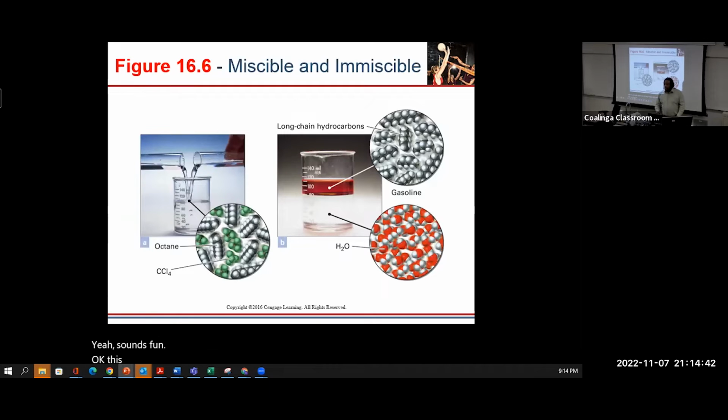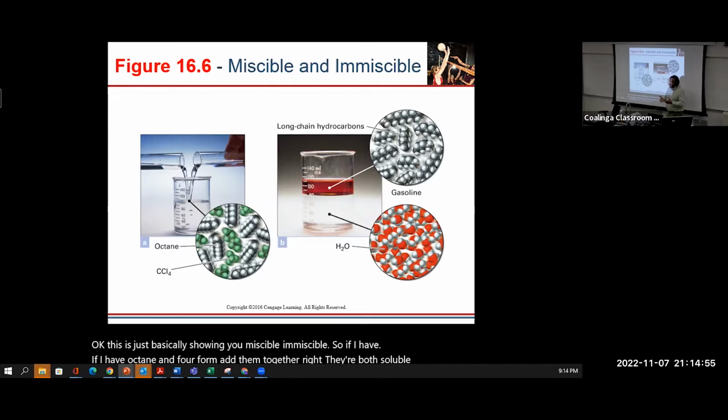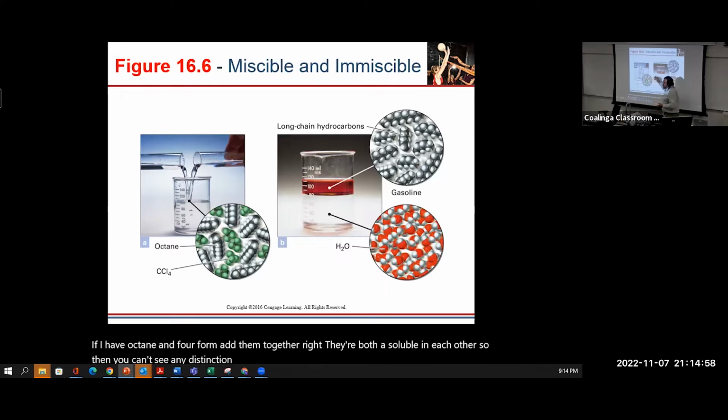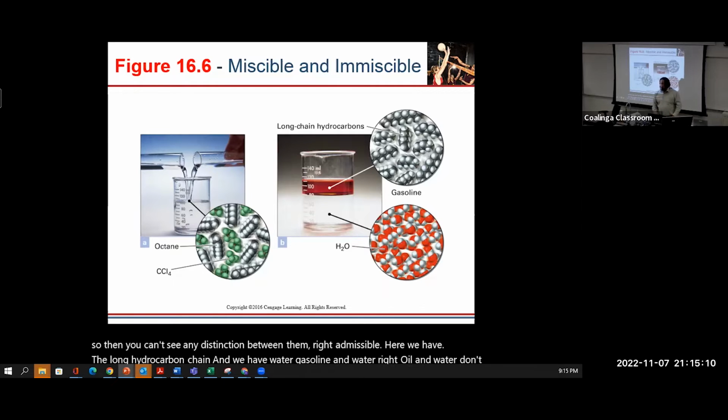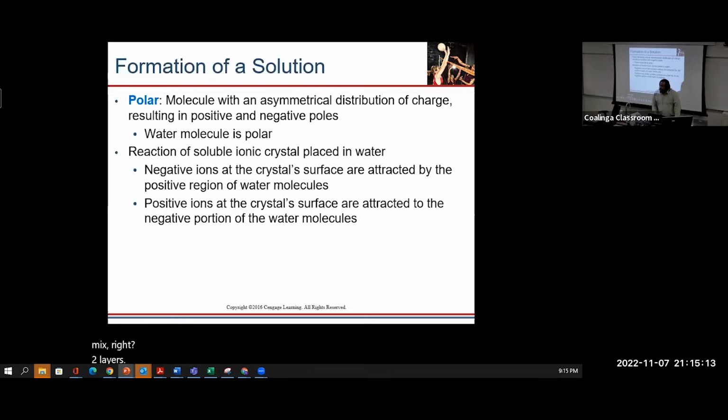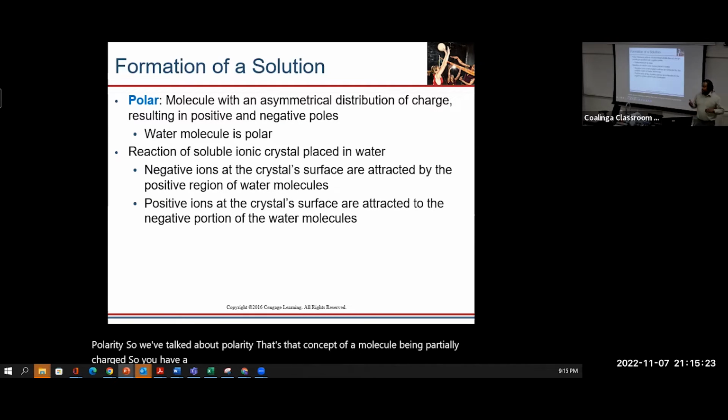Okay, this is just basically showing you miscible, immiscible. So if I have octane and chloroform together, they're both soluble in each other, so you can't see any distinction between them. Miscible. Here we have a long hydrocarbon chain and water, gasoline and water. Oil and water don't mix. Layers. Polarity. So we talked about polarity. That's that concept of a molecule being partially charged. So you have a positive pole and a negative pole, right? So we talked about water often being polar.